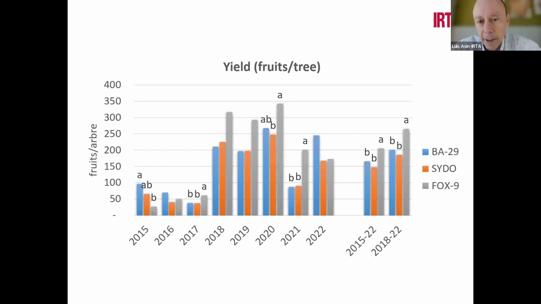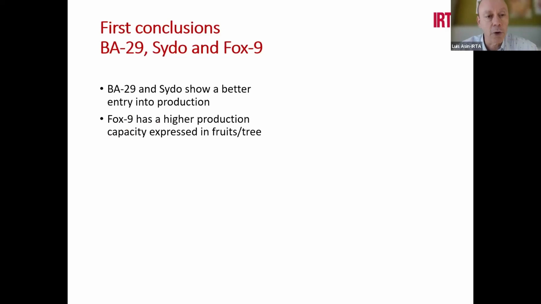But in this case, we can see that the Fox9 has a higher performance in the global trial in comparison with the Queens. Consequently, this rootstock has the option to produce a higher number of fruits, but when we are talking about the kilos per tree, the values are quite similar. Why? Well, the reason is the fruit size. Anyway, the first conclusion is BH29 and Sido show a better entry into production, but Fox9 has a higher production capacity, especially in fruits per tree.